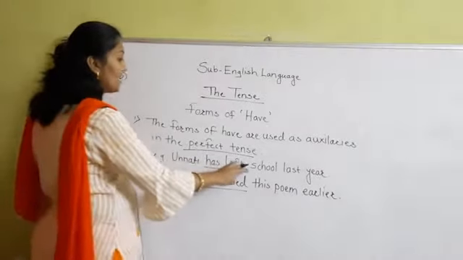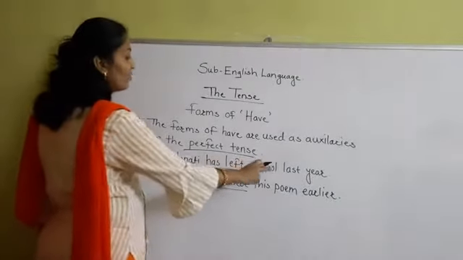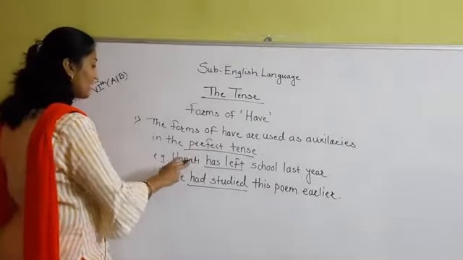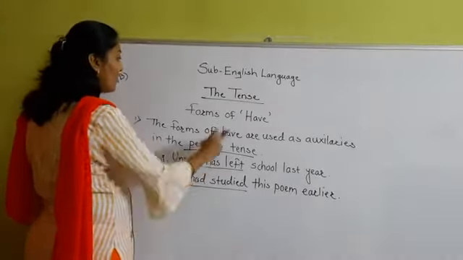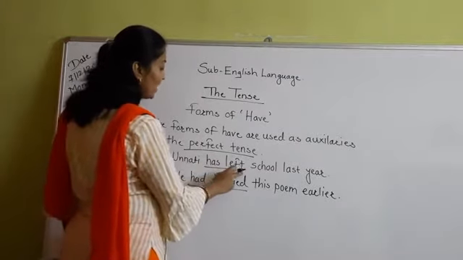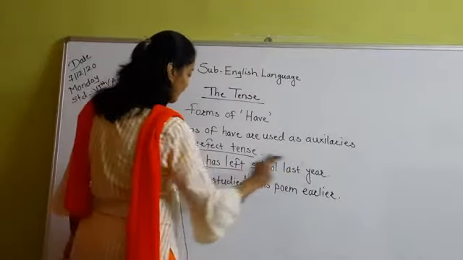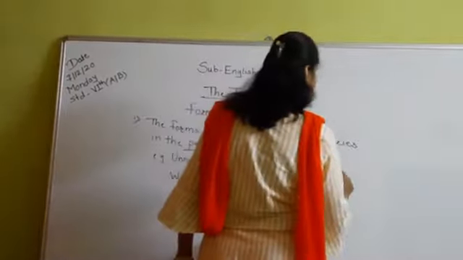Unnati has left school last year. So in this sentence, Unnati is the subject and has is the form of have verb. Has is the form of have verb and we have used here left. Okay. Unnati has left school last year. So this is the sentence of present perfect tense.